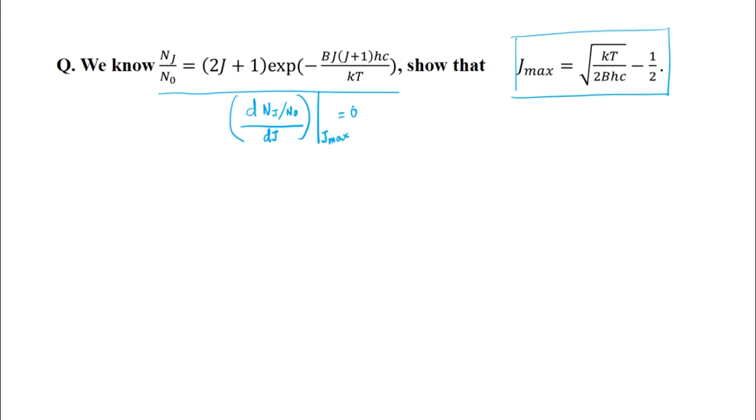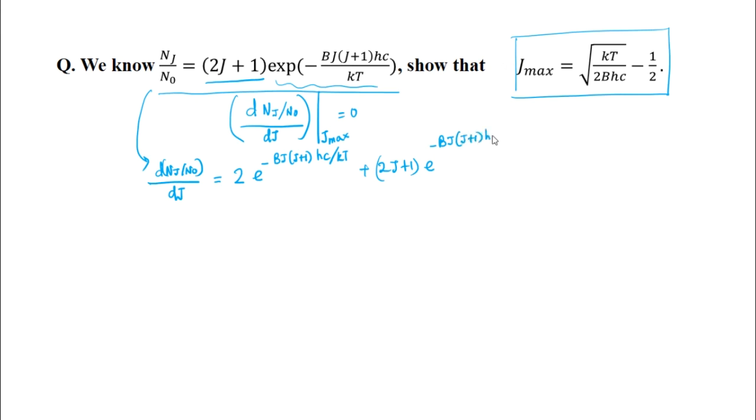So, let us try to evaluate d(N_J by N_0) divided by dJ from this expression. We have to take the derivative of the first term, that is 2 times the exponential term, e to the power minus B J(J plus 1) hc by kT. Then we keep this term constant, that is 2J plus 1, and take the derivative of the next term. That is exponential minus B J(J plus 1) hc by kT, and then we have J here, so we take the derivative of this, which gives minus B hc J(J plus 1) divided by kT.